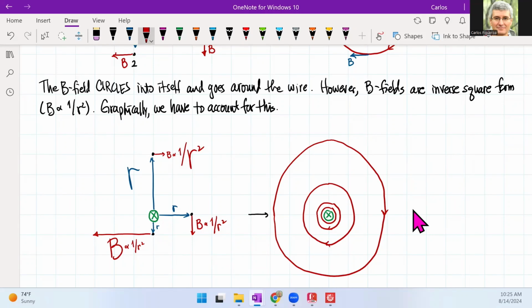So I would expect that if I look at the magnetic field in close, that should be a very large magnetic field because the distance is really small. But as I start to go out, you're seeing that the magnetic field is getting smaller, and it's getting even smaller. That's what the inverse square law is telling us.